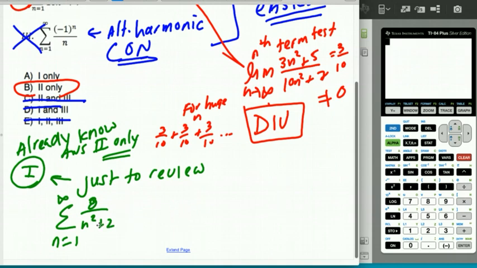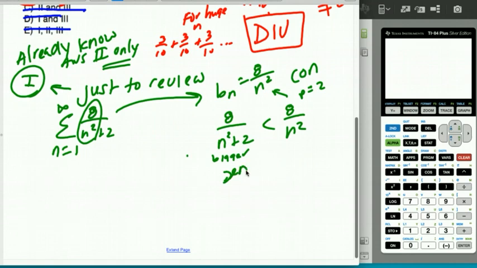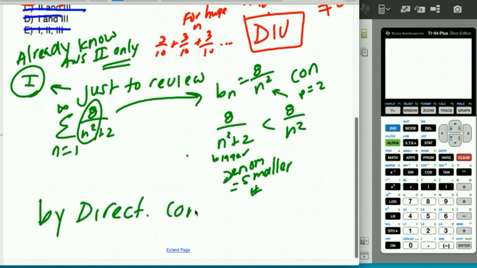I would compare this. Let's look at b sub n, which is just 8 over n squared, which I know converges because it's a p series with p equal to 2. 8 over n squared plus 2 is smaller than 8 over n squared, because a bigger denominator means a smaller fraction. Bigger denominator is a smaller fraction, a smaller number. So by direct comparison, this thing converges, because smaller than convergent is also convergent.